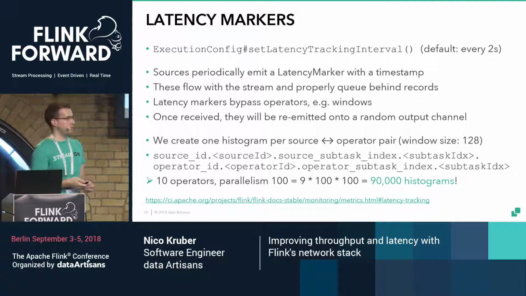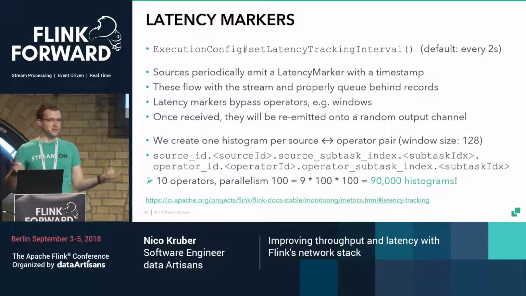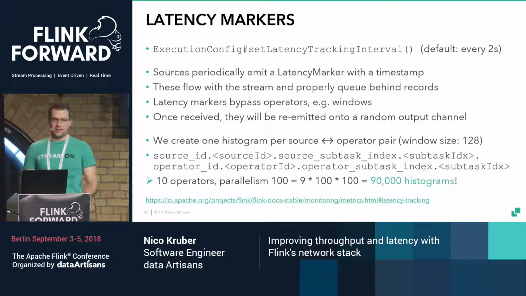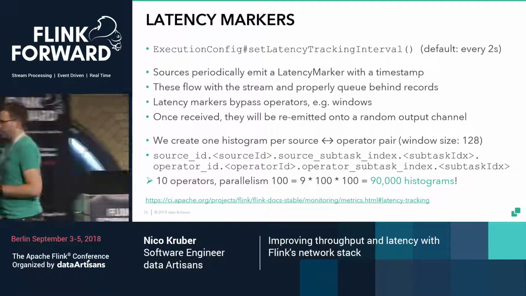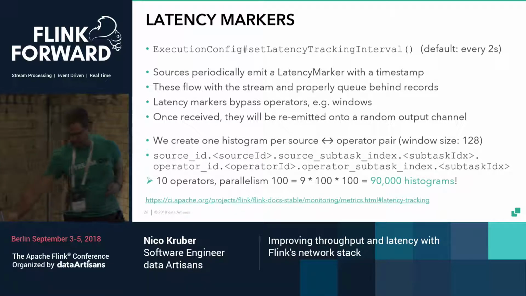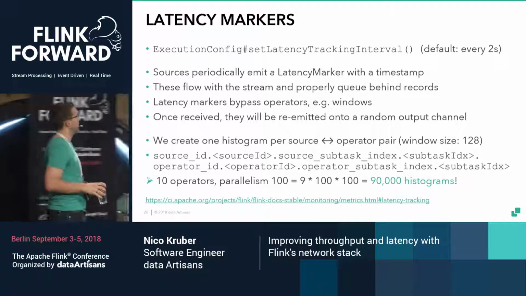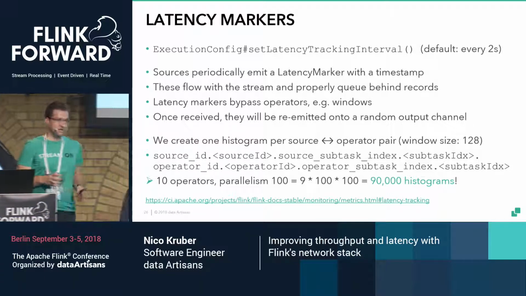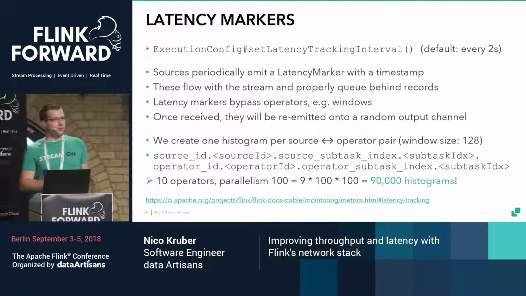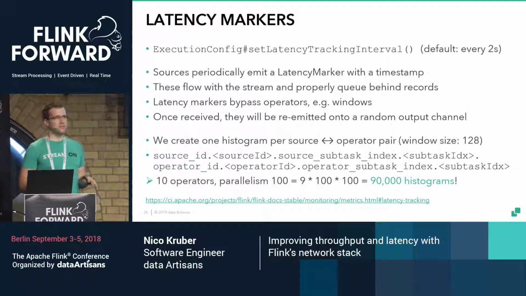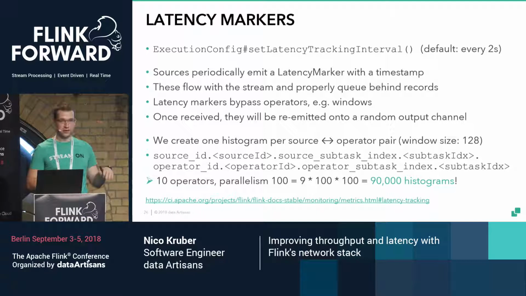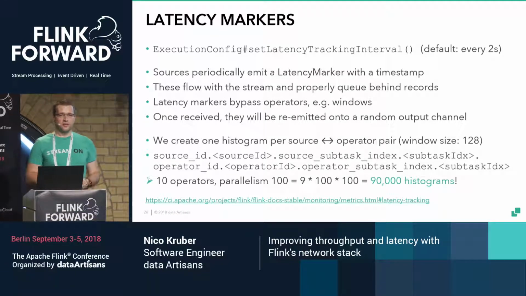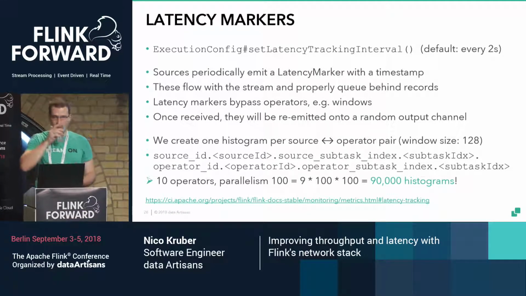When you put a record into a window and let this window open for a second, then there's a second of latency added by that window. So the latency markers are there for looking at the latency of the network stack itself. And once they're received on one channel, they will be put onto a random output channel. So we don't flood the whole network with latency markers. We walk some random paths, and eventually, if your job runs long, you will have all paths covered.